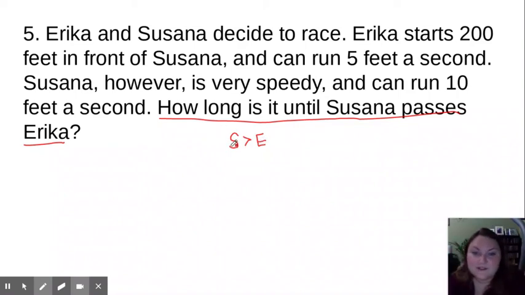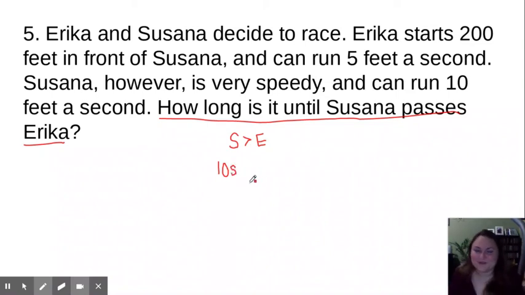Well, what do I know about Susanna's distance? I know she is moving 10 feet a second. We know how far she can run in a second, but we don't know how many seconds she's been running, right? That question's asking how long. What we're going to be trying to find is how many seconds. So for Susanna, her distance is going to equal 10 feet times the number of seconds she's run. So 10 times S.